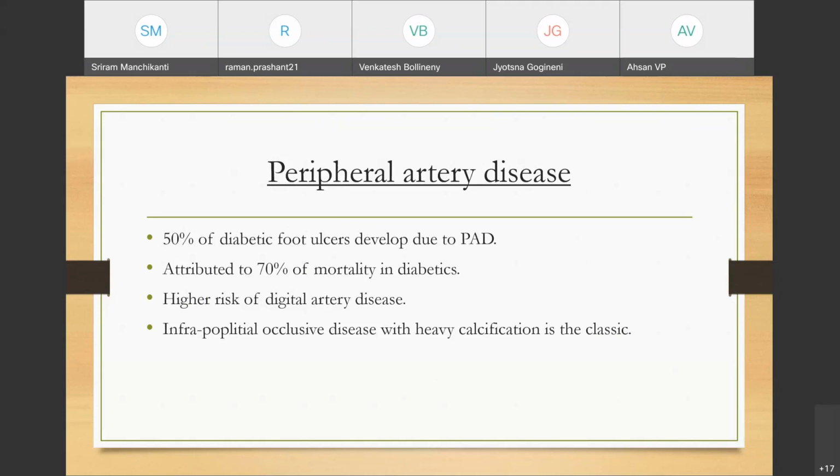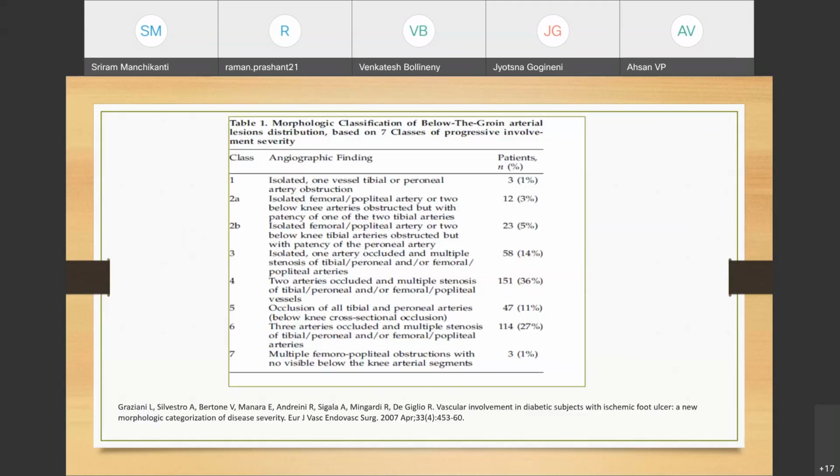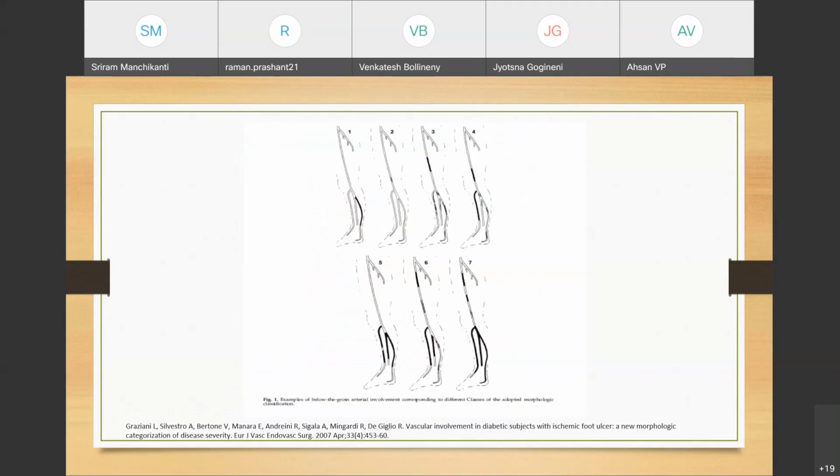So multiple studies as to the extent of this peripheral arterial disease have been done. It was found by Gilzini et al. in the angiographic pattern that 36% of the patients had multiple occlusions and stenosis in the tibial, peroneal, and femoropopliteal segment, and all 3 vessels were occluded in 27% of the patients. So this is the more predominant pattern we see in a diabetic foot ulcer, which is a below the knee disease. This is the representation which is commonly seen.